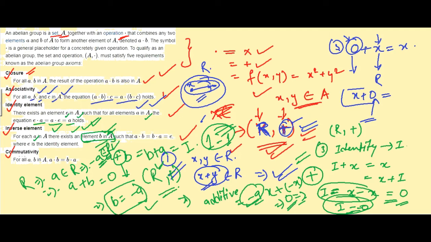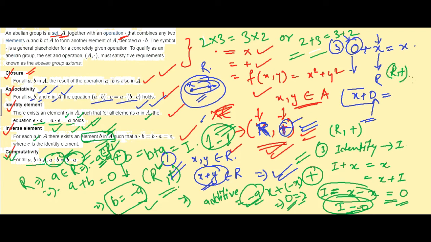Next is commutativity. This is basically just the rearrangement, and in real numbers we know that 2 into 3 equals 3 into 2, or taking the addition operation here, 2 plus 3 equals 3 plus 2. So basically it is commutative. So we can say that our example, R with plus, this binary structure, is an Abelian group. I hope you have understood this Abelian group, and now you can solve it on your own.